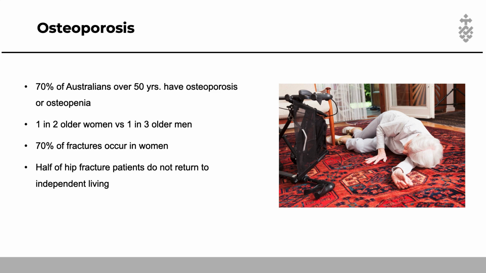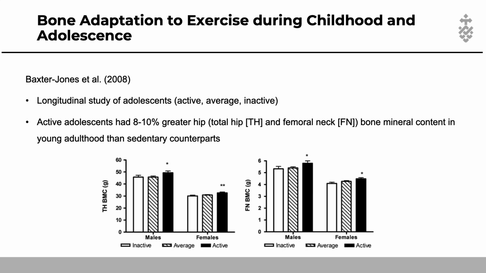Now, we've already said that childhood and adolescence is that most critical period for bone density accrual, for bumping up our peak bone mass. So let's have a look at how exercise and physical activity can influence our bone health during this period. Now, Baxter and Jones conducted a study of 3 groups of adolescents. So they observed these participants across a number of years during adolescence and grouped them into inactive, active, and average groups. Now, they wanted to know if the benefits of physical activity in adolescence persist into adulthood.